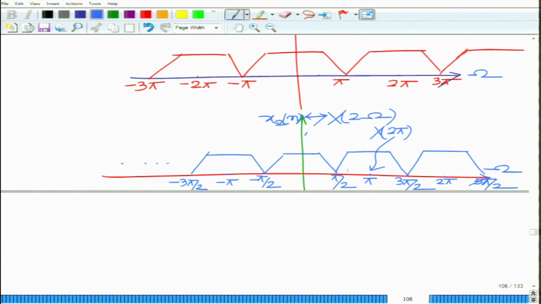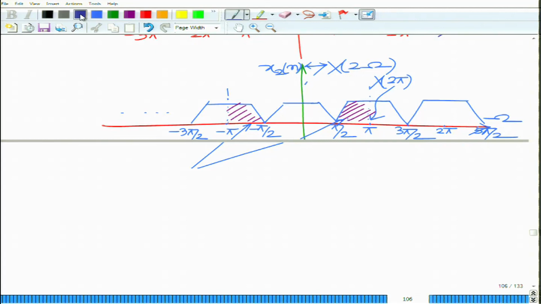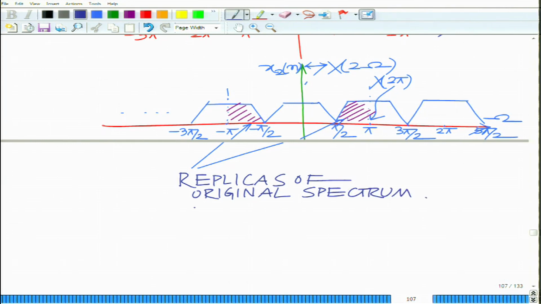So, this whole spectrum shrinks, and as a result you can see you have replicas of the same spectrum. If you look at the minus pi to pi spectrum, you will have replicas of the original spectrum. The number of such replicas is equal to the upsampling factor. If you upsample by a factor of 3, you have the original and 2 other replicas; if you upsample by a factor of 4, one original and 3 other replicas. That is the interesting aspect of upsampling.